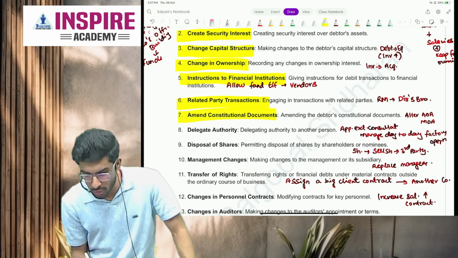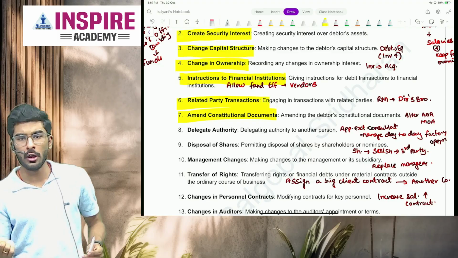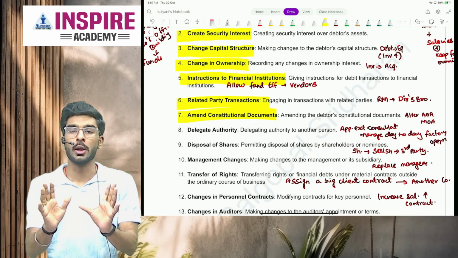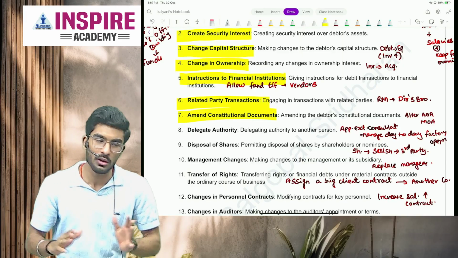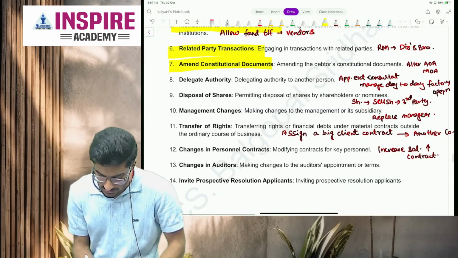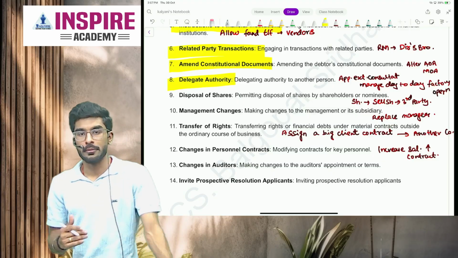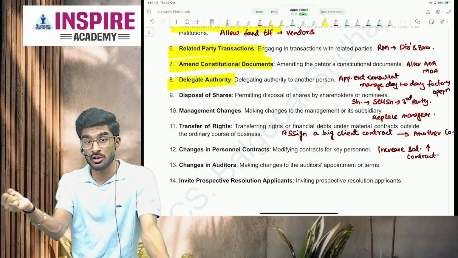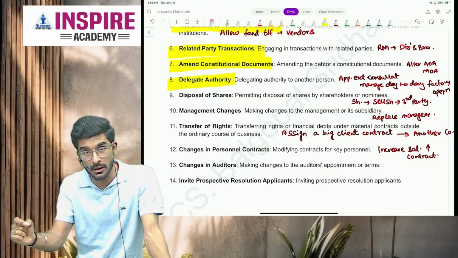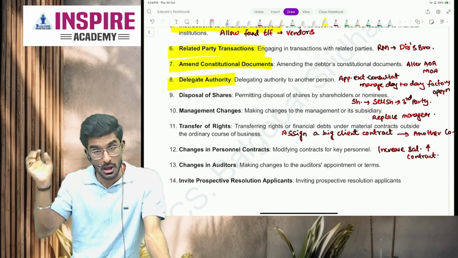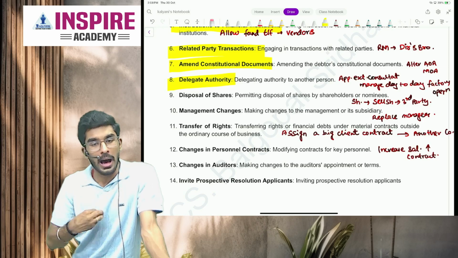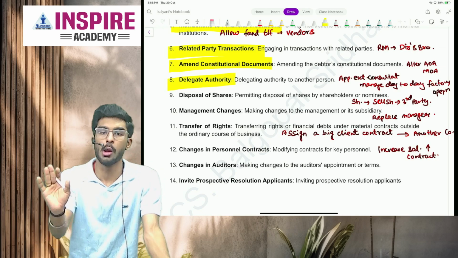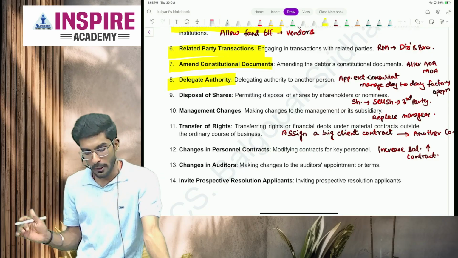Next is amend constitution documents. If AOA or MOA, articles of association, memorandum of association needs to be changed, it will require the approval of COC. Okay. Next is delegating authority. If the resolution professional feels that a factory, in order to be managed well, requires a consultant to manage its day-to-day operations, for that purpose also, RP can appoint consultants. So RP can delegate the authority. Yes or no, people? Perfect.